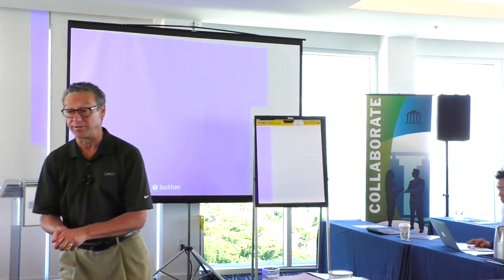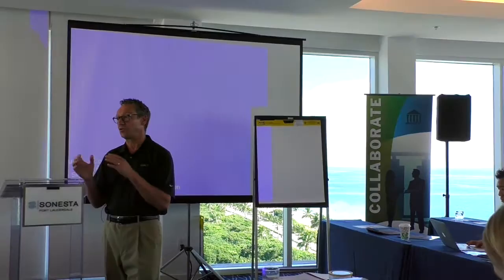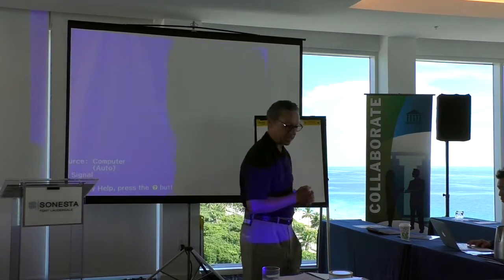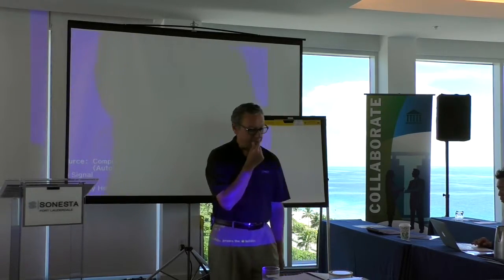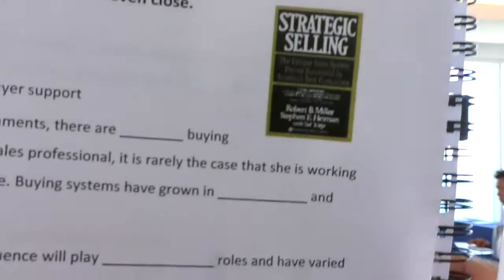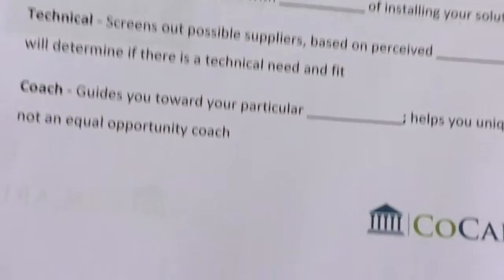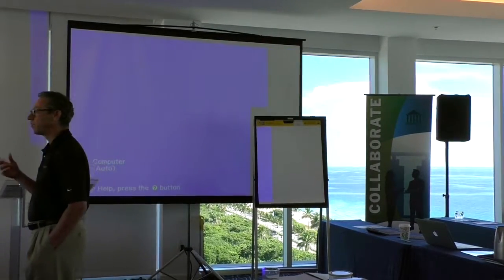I think it's really important to understand the different buyer types that you have. I don't know if any of you have ever read Strategic Selling by Miller Heiman, but they talk about 4 different buyer types. If you go to the second page, at the bottom: economic, user, technical, coach. It's important that you understand these because when you're trying to make a deal, different buyers act in different ways.